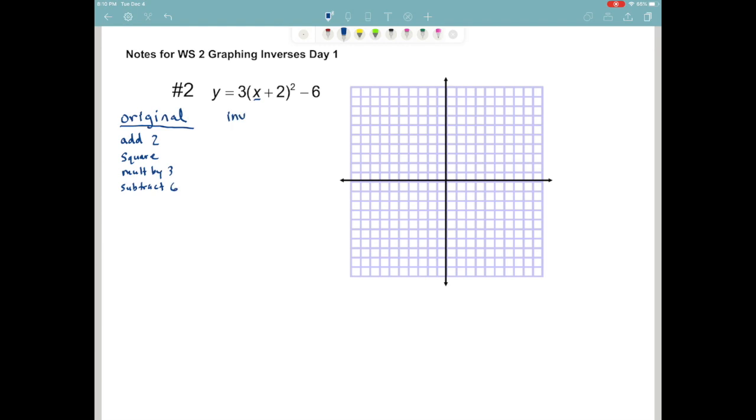For our inverse, let's take it here and let's rewrite them. I'm going to do this in red underneath here. So we're going to add 6 first. Remember, we're going to undo these from the end back to the beginning. And then we're going to divide by 3. Then we're going to take the square root. And then we're going to subtract 2.